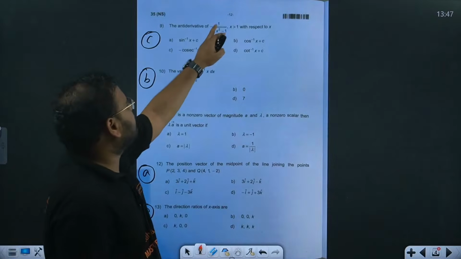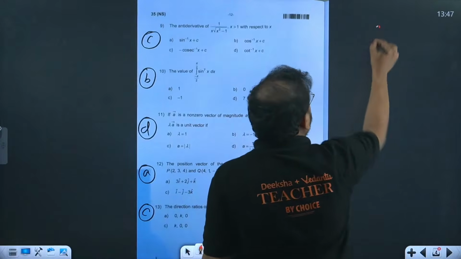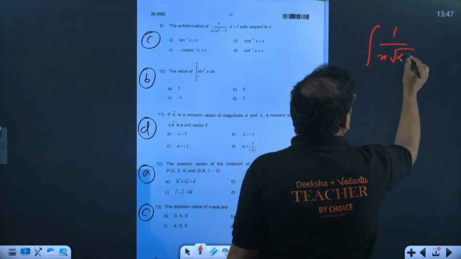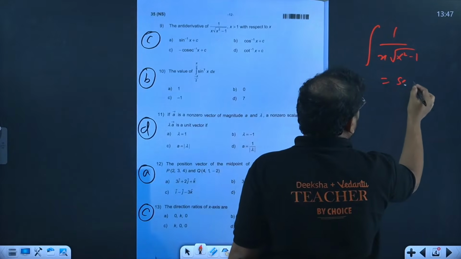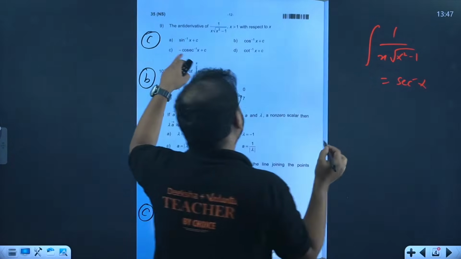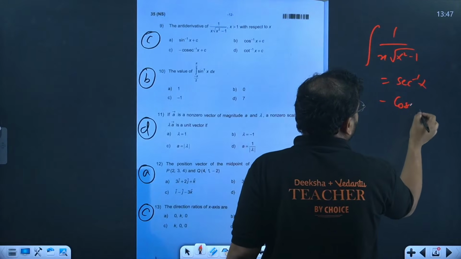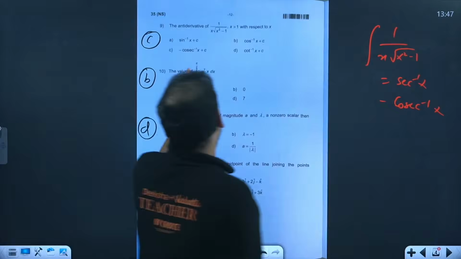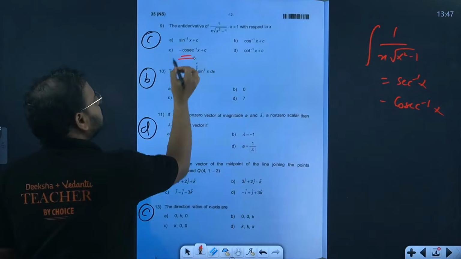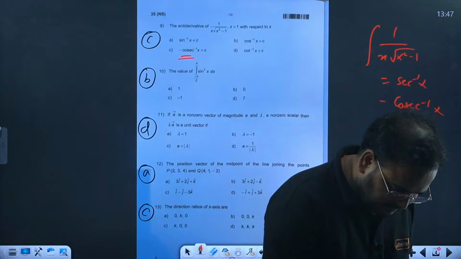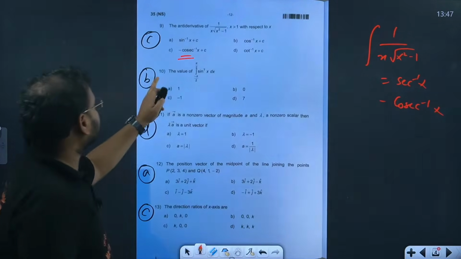Please check. Antiderivative of, this is a formula. If you have integration of 1 upon x times of x square minus 1, this is given as sec inverse of x actually, but there's no option like that. It can either be sec inverse of x or it can be minus cosec inverse of x. In the question that we had, only minus cosec inverse is there, so we have chosen option C. Next, question number 10, B is there.